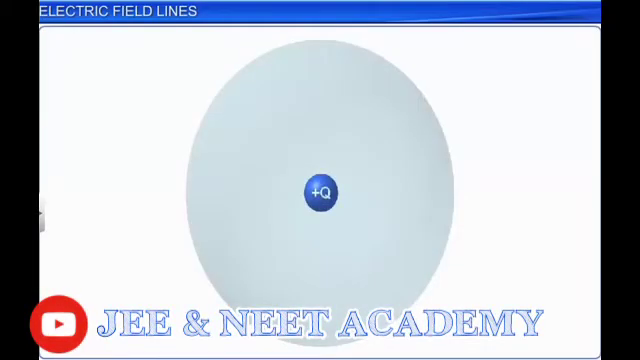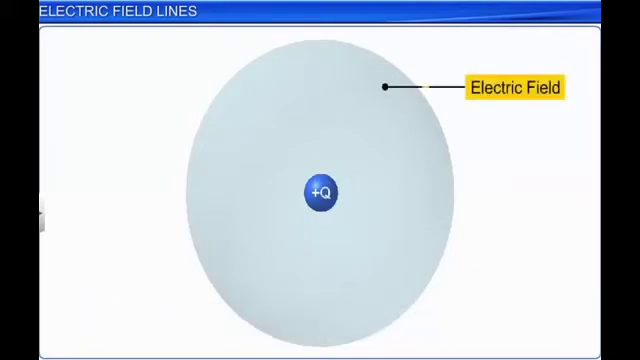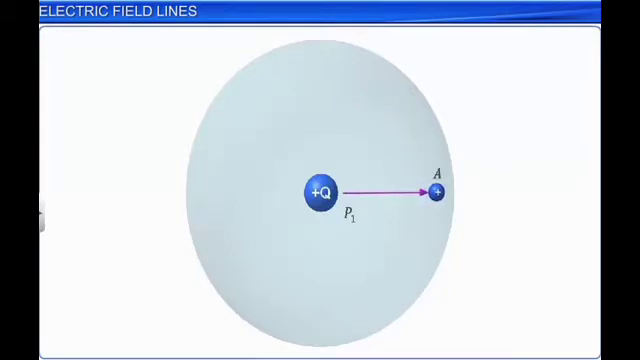Point charge plus Q and its electric field. Let us introduce a unit positive charge at a point P1 in the electric field of Q. As both the source charge and the test charge are positive, this unit positive charge placed at point P1 follows the path P1A in the electric field due to the repulsive force on it exerted by the electric field of the source charge.